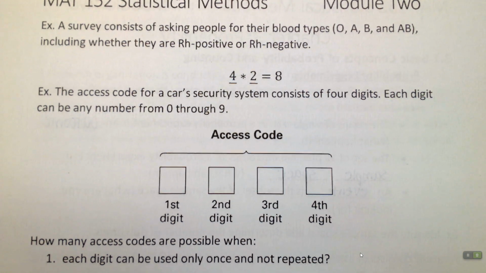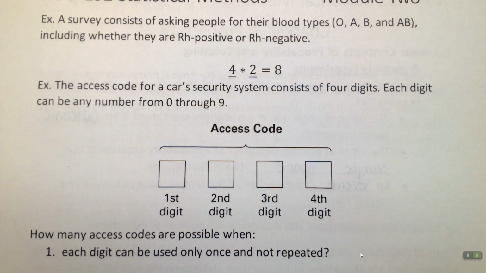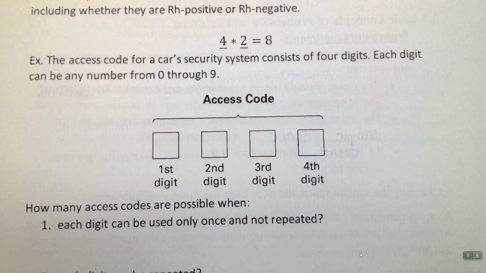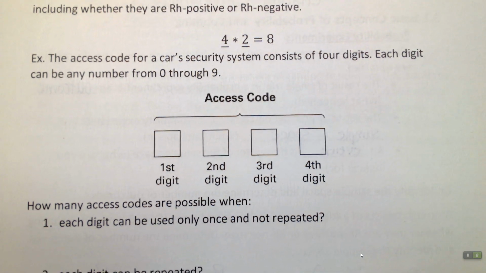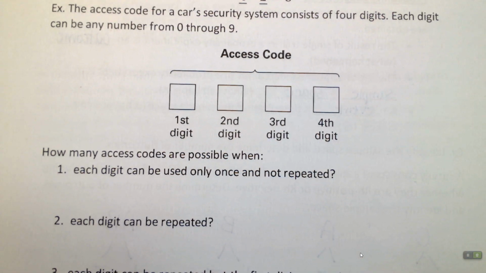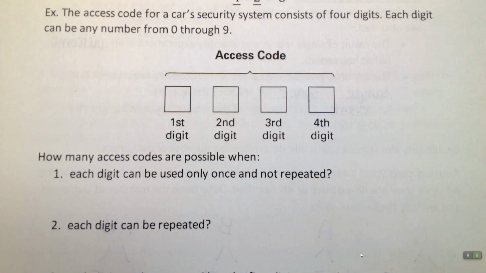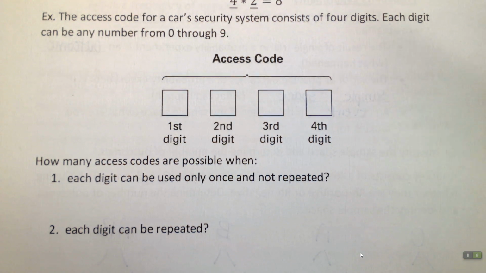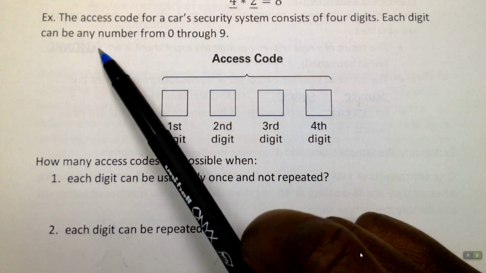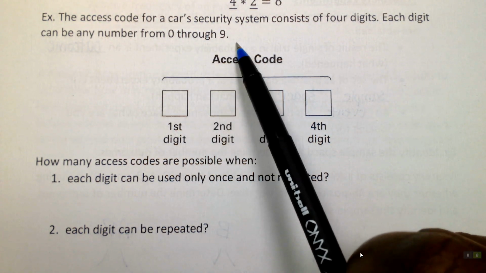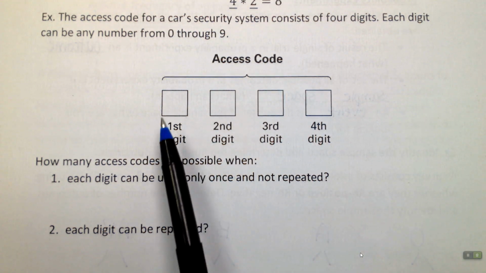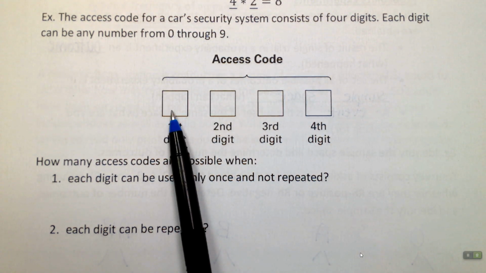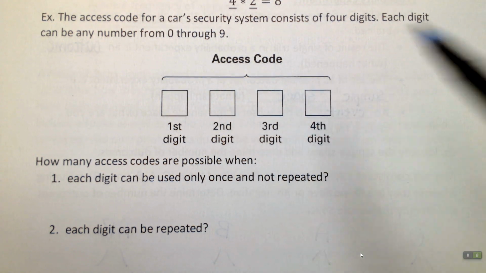Alright, so let's look at another way. The access code for a car security system consists of 4 digits. Each digit can be any number from 0 to 9. These are going to be independent problems, meaning that they're not building upon each other. The problems below are one problem each, so one doesn't depend on the other. So we use the fundamental counting principle. How many possibilities do we have for the first digit, second digit, third digit, fourth digit?